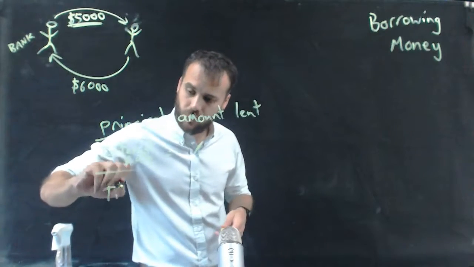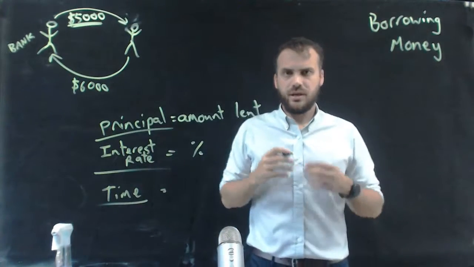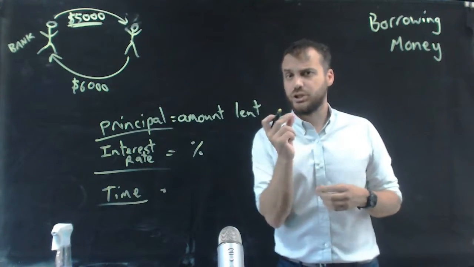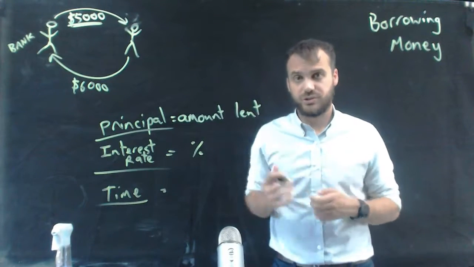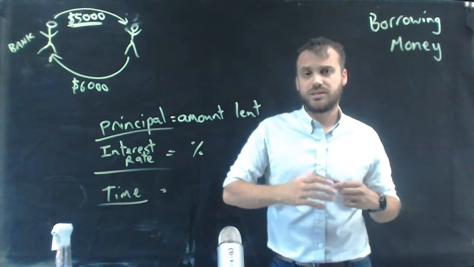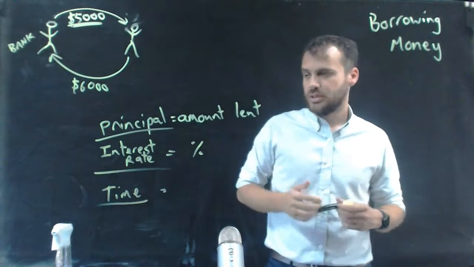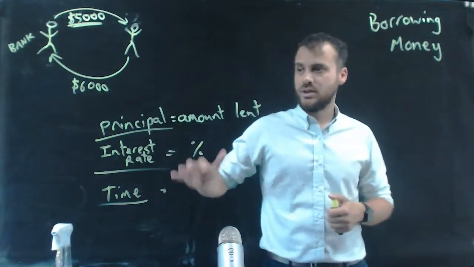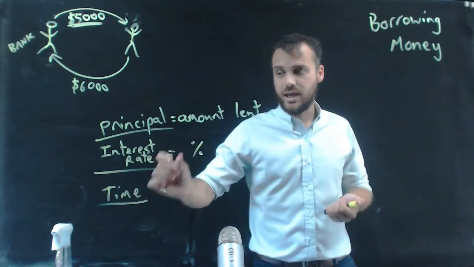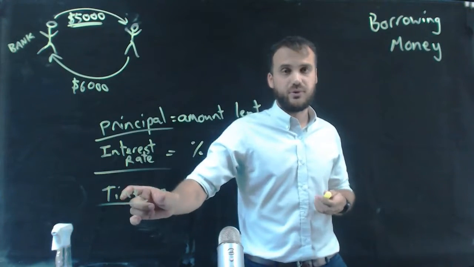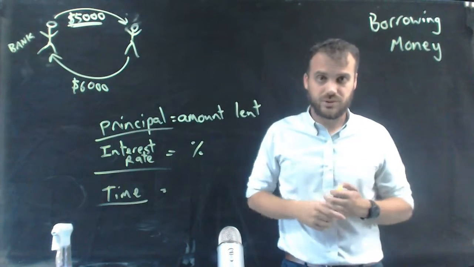Finally, the last thing that the bank might or will base its decision on is time. If you're borrowing money for a short amount of time, the bank won't charge you a lot of interest. If, however, you're asking for a longer loan, the bank will charge you more interest. So here we have our three factors. How much am I borrowing? What's the interest rate going to be? And how long am I borrowing that money for? That's the crux of this whole unit.